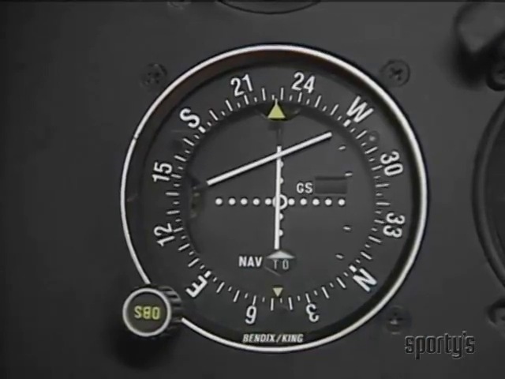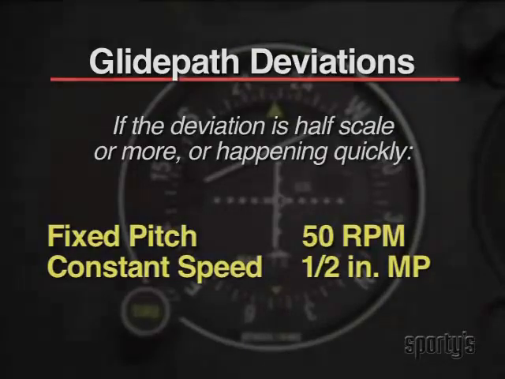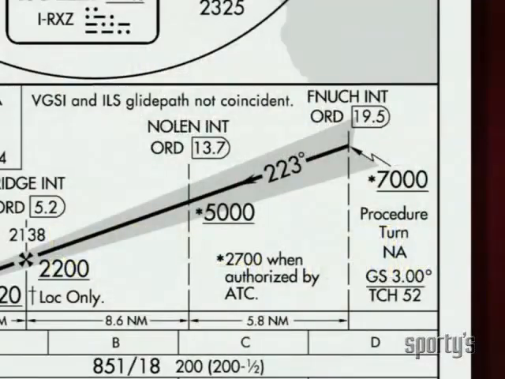If your estimated setting was anywhere in the ballpark, a change of 50 RPM for fixed pitch propellers or half an inch of manifold pressure for constant speed propeller airplanes should be adequate to return the airplane to the glide path without a substantial speed change. On the profile view of the approach chart, the glide slope intercept altitude, which is also the final approach fix, is shown by the lightning bolt. Glide slope angle and projected threshold crossing height are also depicted on the profile view.